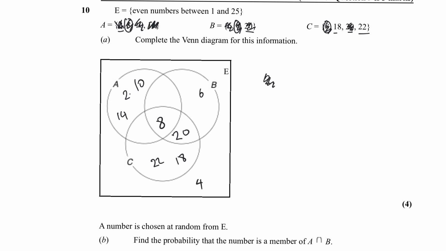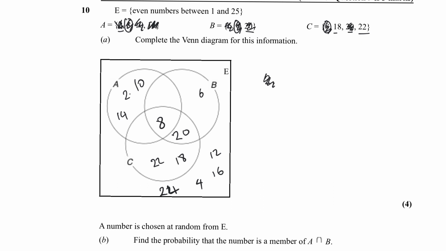6 is already there. 8 is there. 10 is there, 12 is not there. 14 is there. 16 is not there. 18 is there, 20 is there, 22 is there, 24 is not there. And between 1 and 25, you would have 12 even numbers. Let's double check: 1, 2, 3, 4, 5, 6, 7, 8, 9, 10, 11, 12.